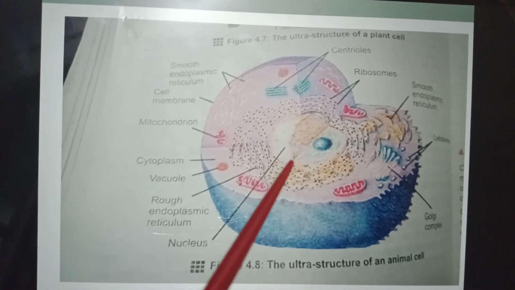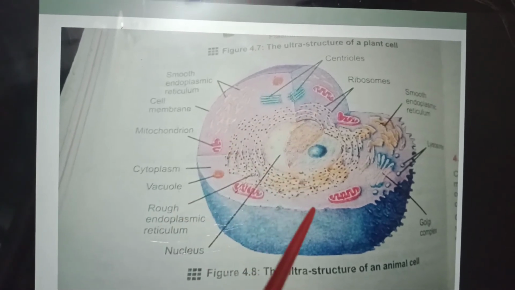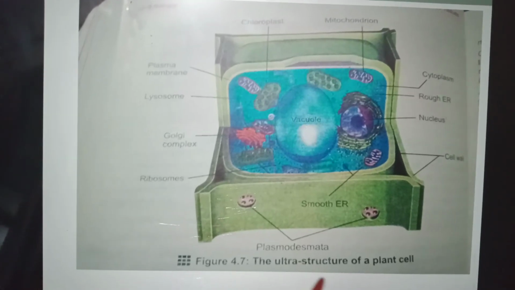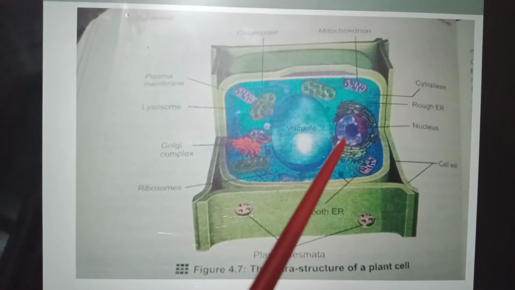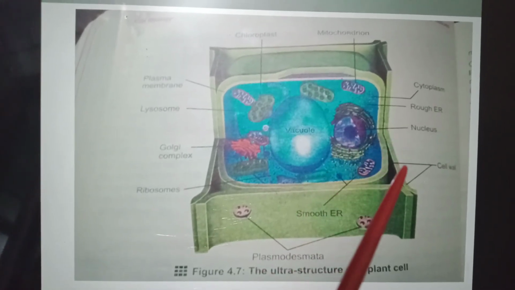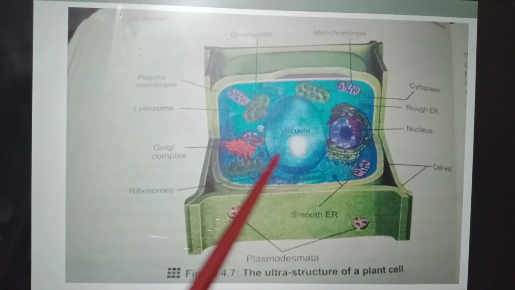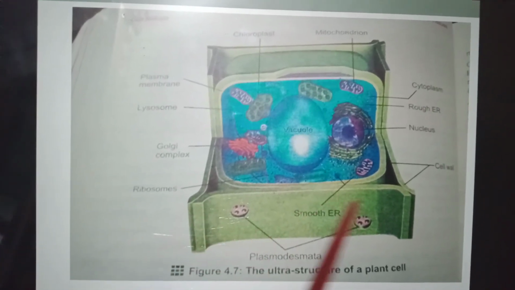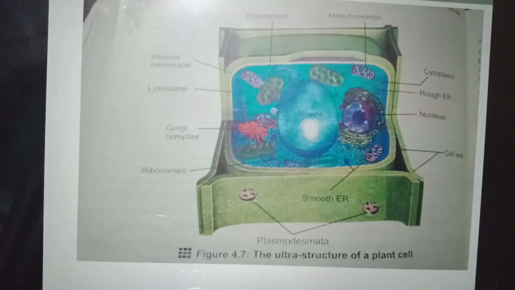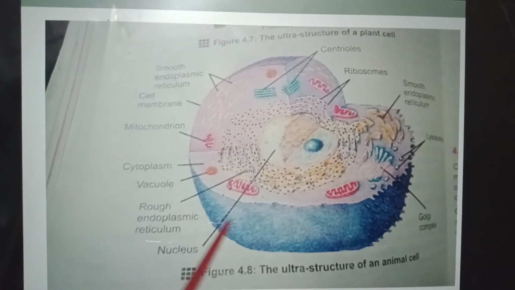In an animal cell, the nucleus is in the center. And in a plant cell, the nucleus is at the side due to the presence of a large fluid-filled vacuole. In a plant cell, there is a cell wall, while in an animal cell, there is no cell wall.